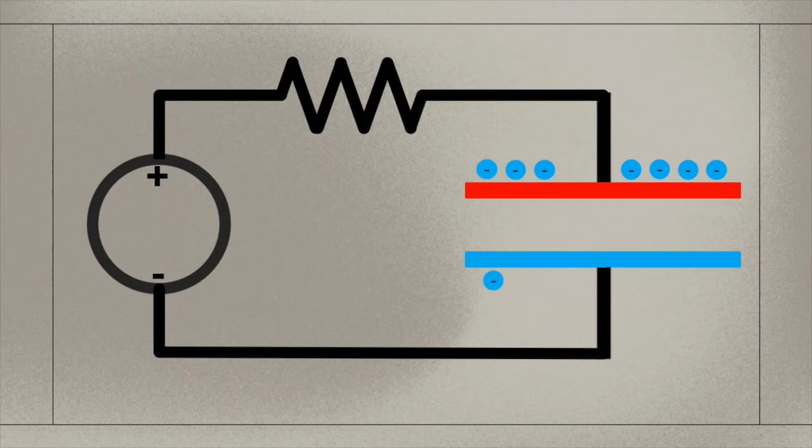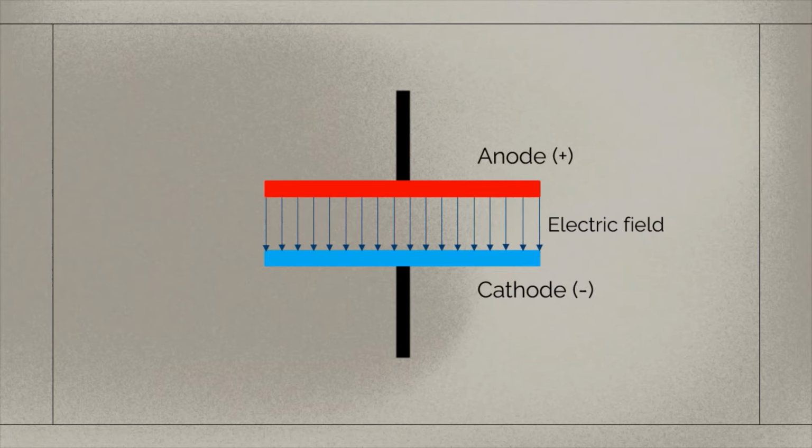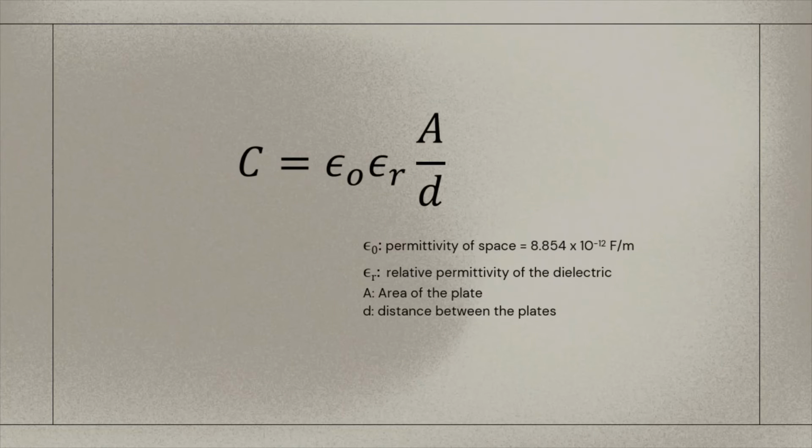When connected to a circuit, electrons will be taken out of the anode and added to the cathode. This will create an electric field in the space between the plates. The dielectric, made of insulating materials, reduces this electric field and allows the capacitor to store more energy, effectively increasing its capacitance. The equation to calculate this capacitance is the permittivity of space times the relative permittivity of the dielectric, which is 1 if it's vacuum, times the area of the plate and divided by the distance between them.